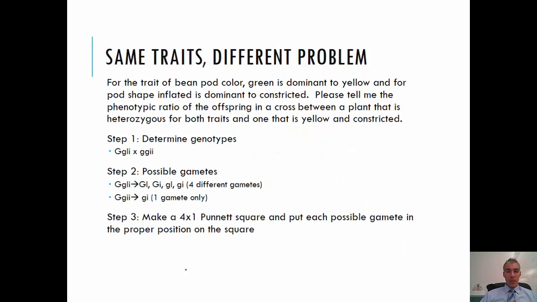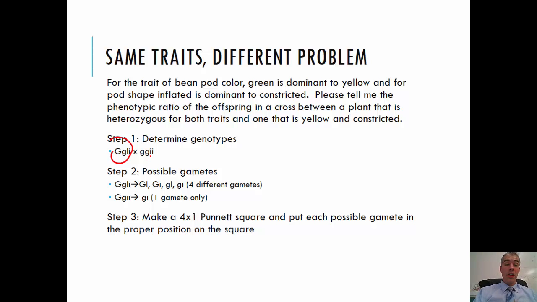Okay. Same traits, different problem. So the trait for pod color, green is dominant to yellow, and pod shape is inflated and dominant to constricted. We just said that. Please tell me the phenotypic ratio of offspring in a cross between a plant that is heterozygous for both traits, which we have right here, big G, little g, big I, little i, and one that is yellow and constricted, little g, little g, little i, little i.